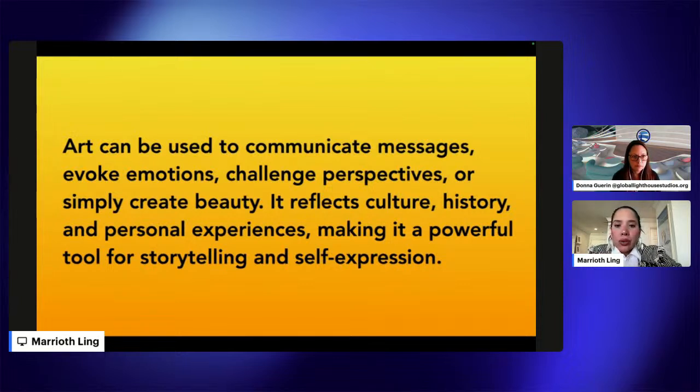So art can be used to communicate messages, evoke emotions, challenge perspectives, or simply create beauty. It reflects culture, history, and personal experiences, making it a powerful tool for storytelling and self-expression.